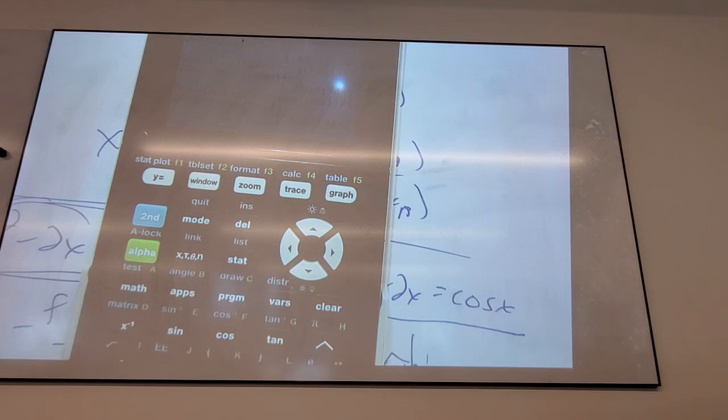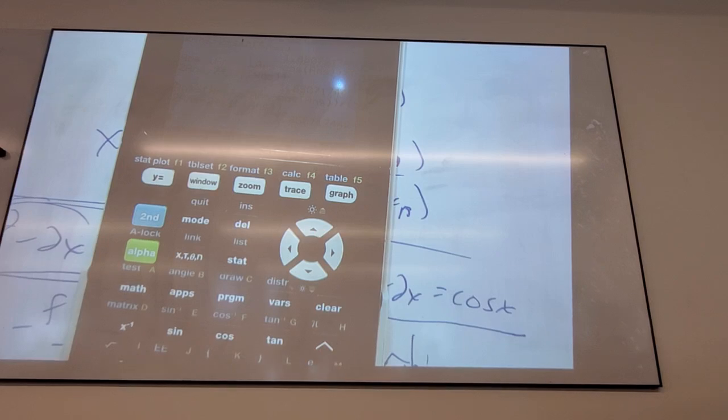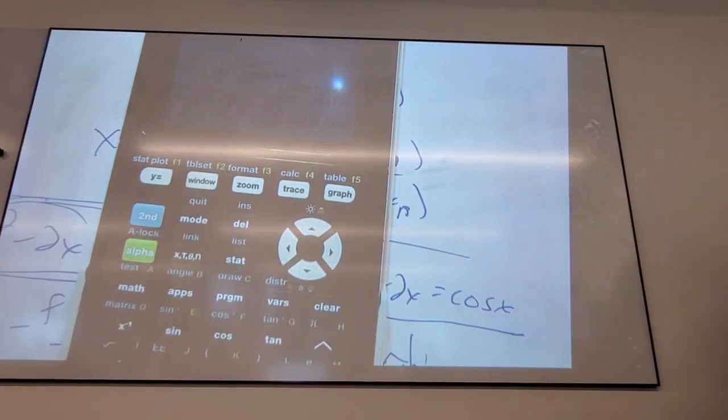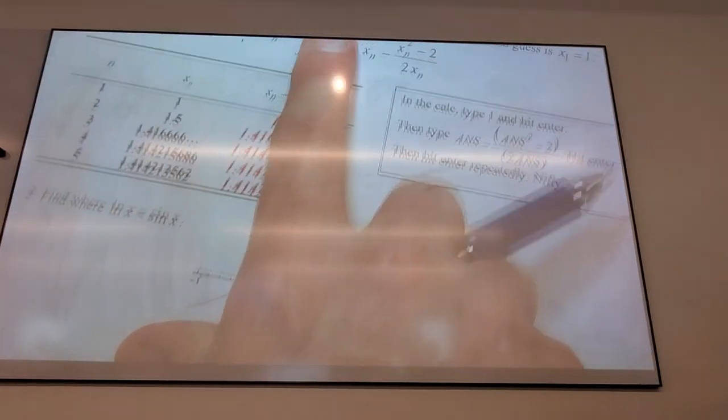Oh, infinity. You have to remember always plus C. So guys, I'll give you an example here.